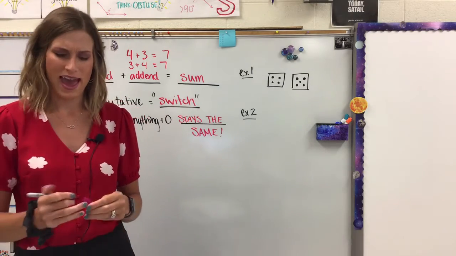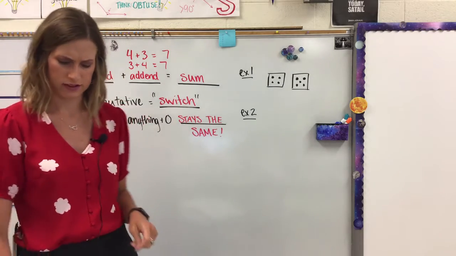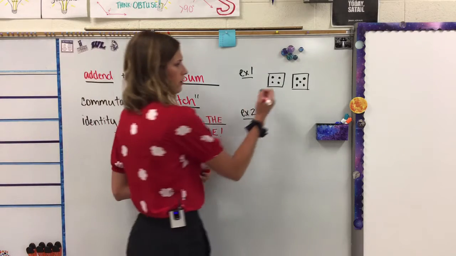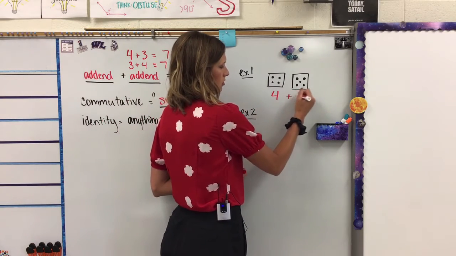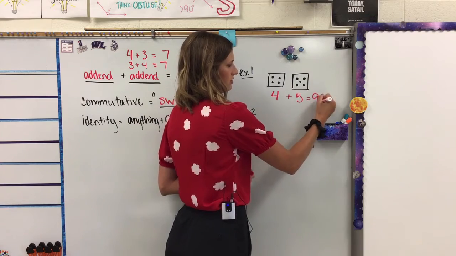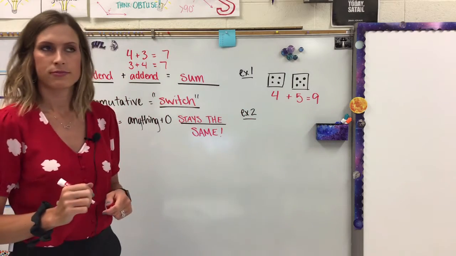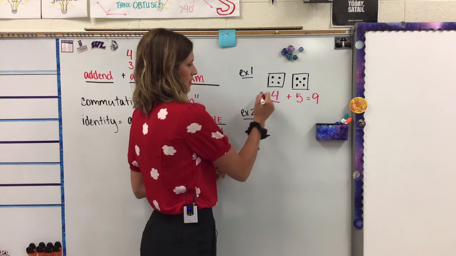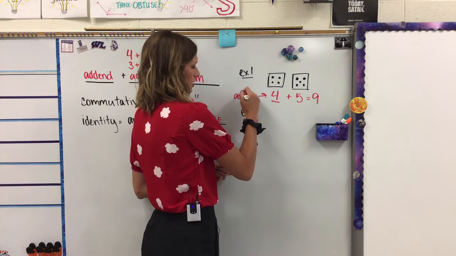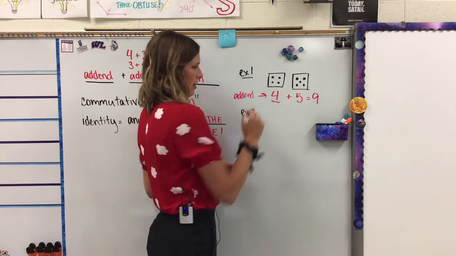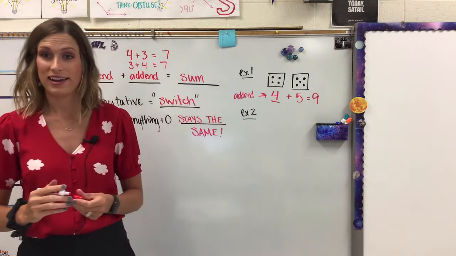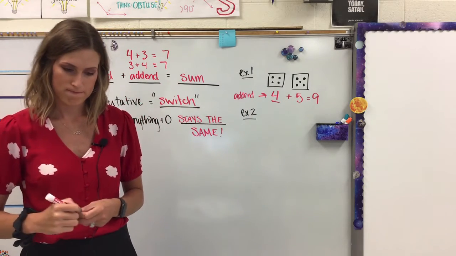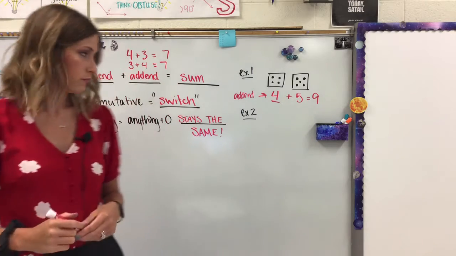Now, is 4 my addend or is that my sum? Think about that for a second. Is 4 the addend or the sum? Hopefully you're thinking addend. This one is an addend. That's a part. Same with 5, that's an addend. And 9 is the sum. All right, let's look at example 2.